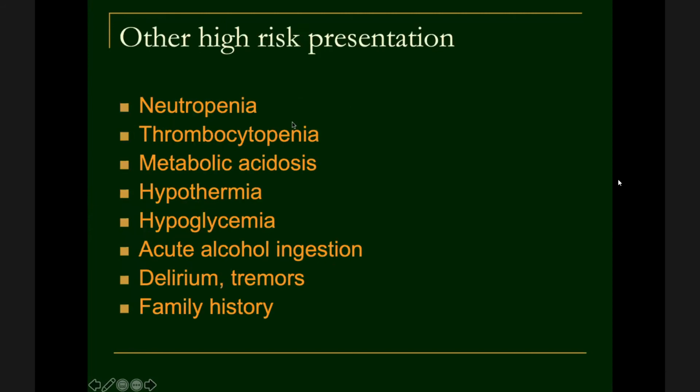Other high risk presentations: the patient may have neutropenia, decreased platelet counts, thrombocytopenia, metabolic acidosis, hypothermia, hypoglycemia, acute alcohol ingestion, delirium, tremors, and a family history. All these are other risk factors of the presentation.